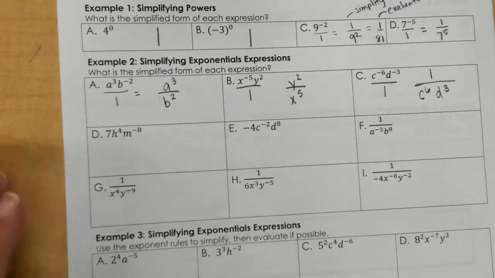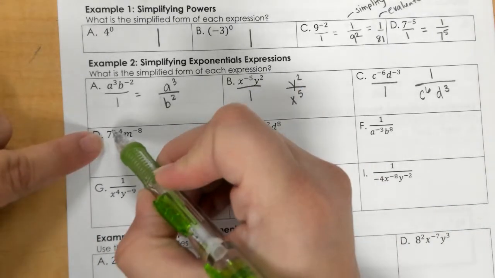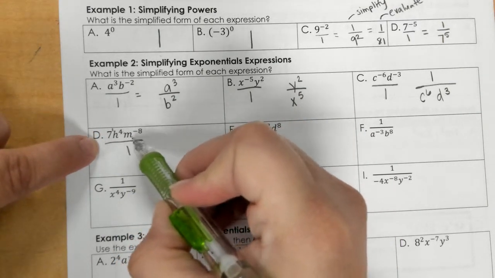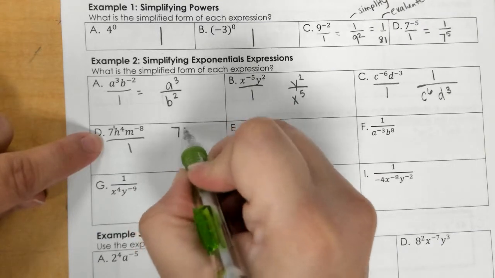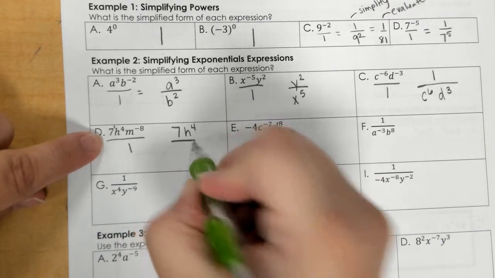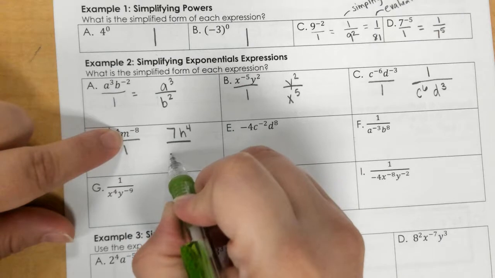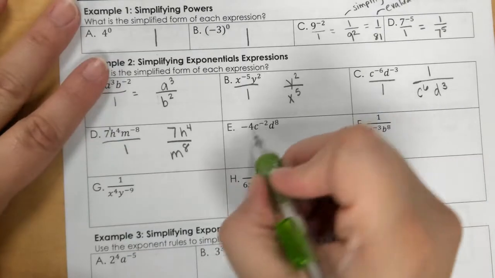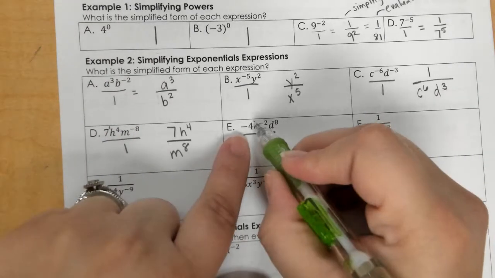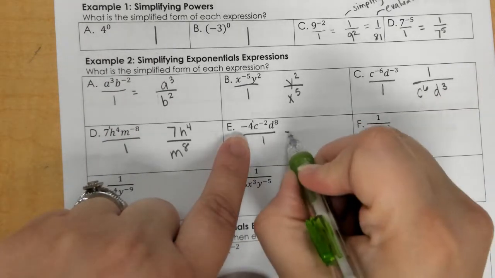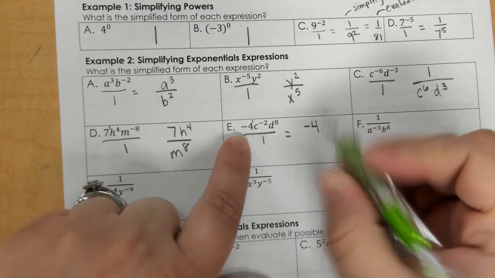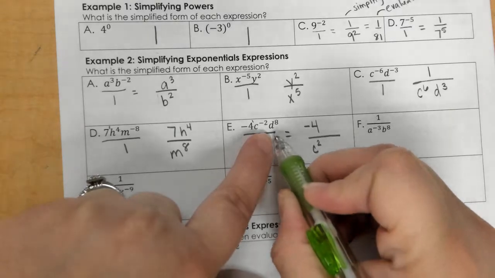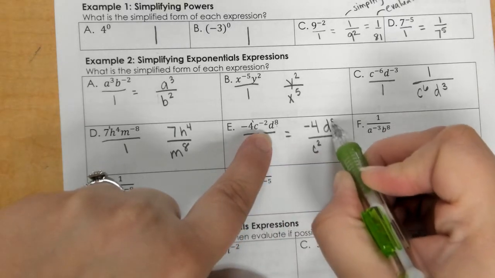In the letter D, we have a 7. Now that 7 has a positive 1. The H has a 4, and the M has a negative 8. So the 7 and the H are both positive exponents, so they stay at the top, but that M will go to the bottom, or in the denominator. Letter E. Okay, so negative 4 has a positive 1 exponent, so it'll stay at the top. C has a negative, so we'll bring it to the bottom. D has a positive exponent, so we will leave it at the top as well.